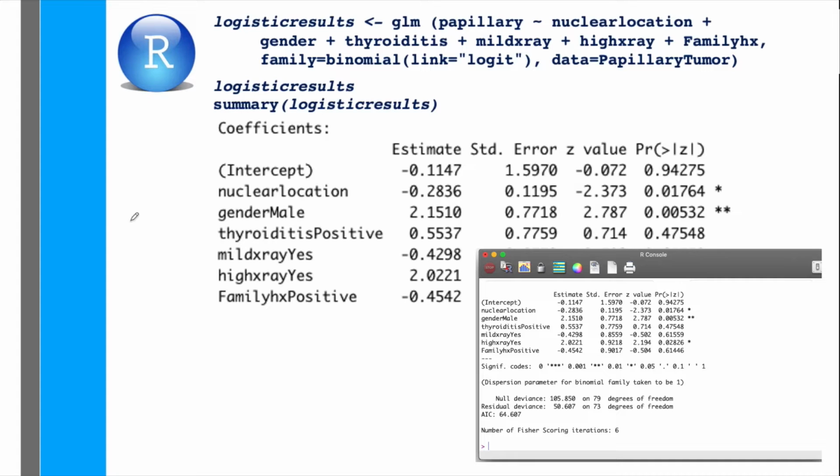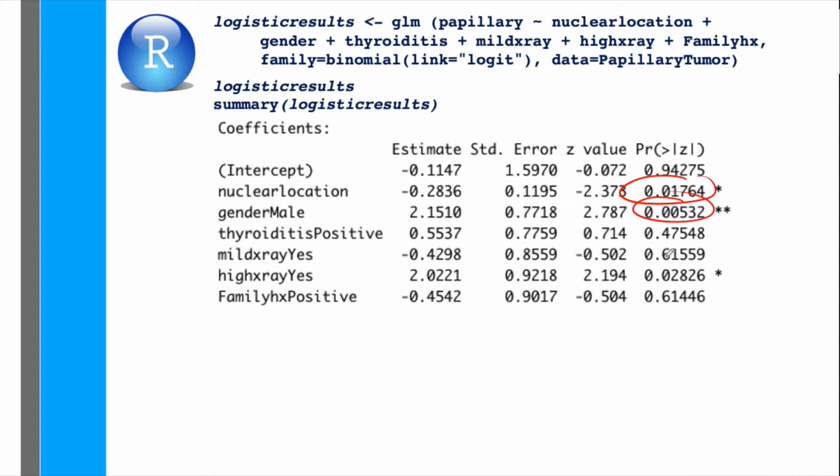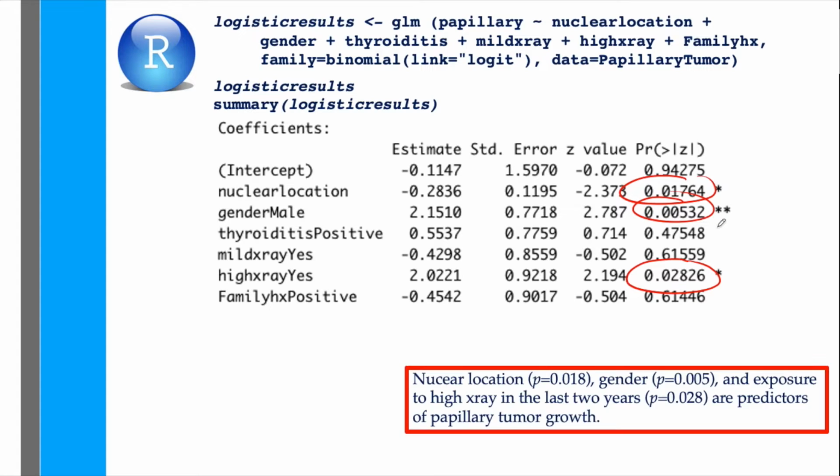So we're going to have these results. So we can see here that nuclear location, gender, and exposure to high X-ray in the last 2 years are the predictors of developing papillary tumor. So again, all we have to take a look at are the ones with p-values less than 0.05.